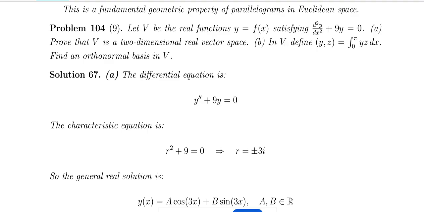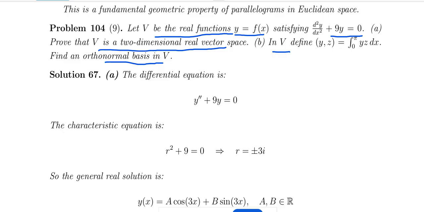And let V be the collection of real functions y equal to f of x. That function satisfies d square y by dx square plus 9y equal to 0. Then V is a two-dimensional real vector space. We want to try to prove V is a two-dimensional real vector space, and in V define the inner product y comma z as integral 0 to pi y z dx. What is the orthonormal basis in V?